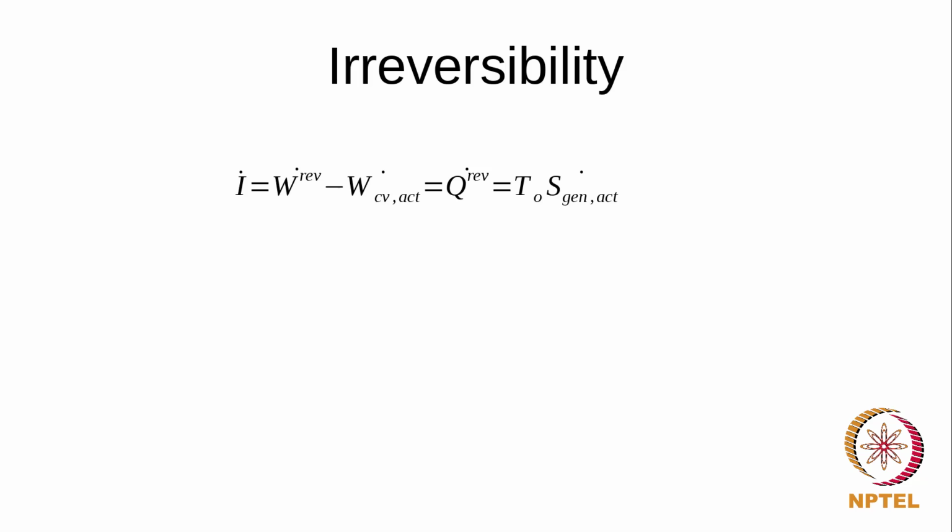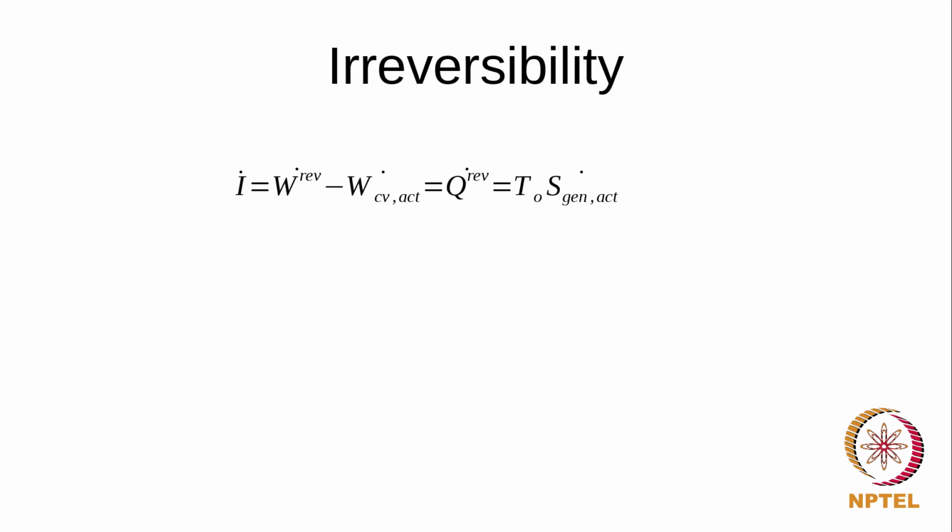What we can also look at is the irreversibility. We looked at the extent of irreversibility earlier in the case of systems. We can also look at it in the case of control volumes. So the irreversibility is essentially whatever is the work you would get if the process was reversible, minus whatever is the work which you get in the actual process.